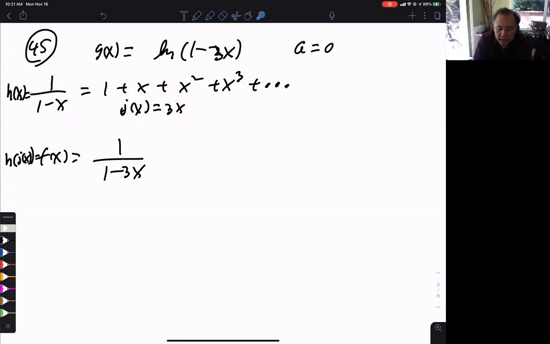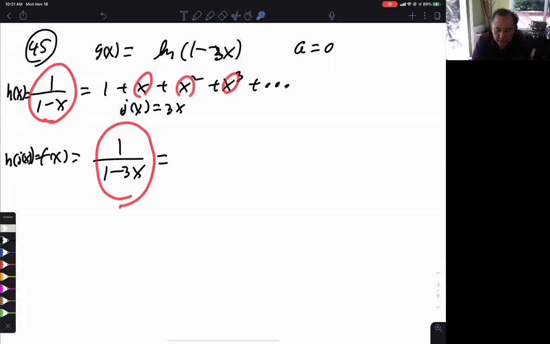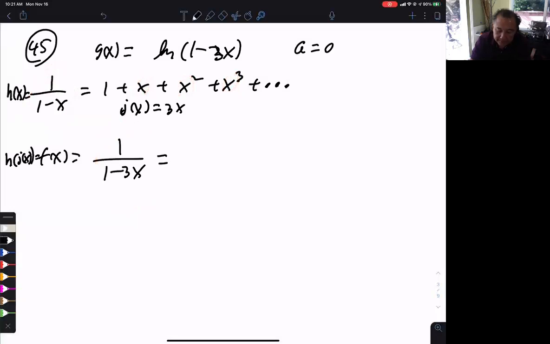And we learned to find the series for that, all you do is replace all the x's with the function you're putting inside. So now this function, if I substitute x with 3x, what's the Taylor series for that? I replace all the x's here with 3x.